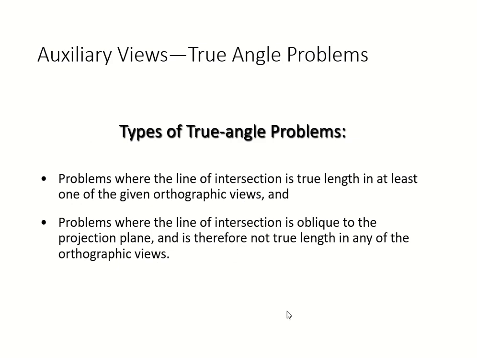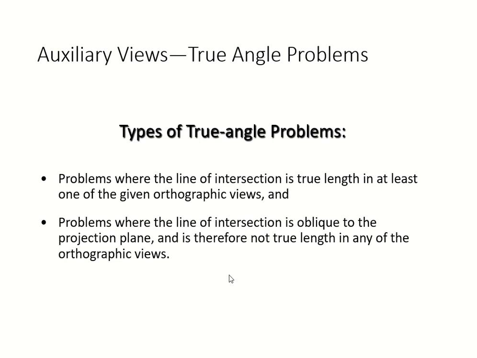Since this is a warm-up and introduction, we'll get into the types of true angle problems. We deal with problems where the line of intersection is a true length in at least one of the given views. So that's the first type.